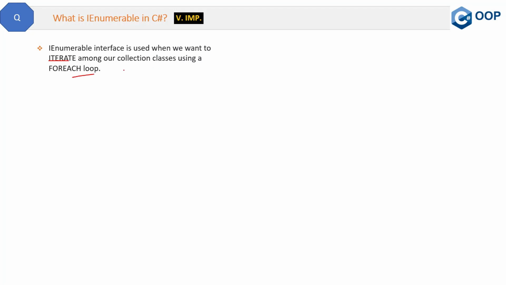Let's explore it. IEnumerable interface is used when we want to iterate among our collection classes using a foreach loop. So this is the definition and the use of IEnumerable interface. Let me explain this.